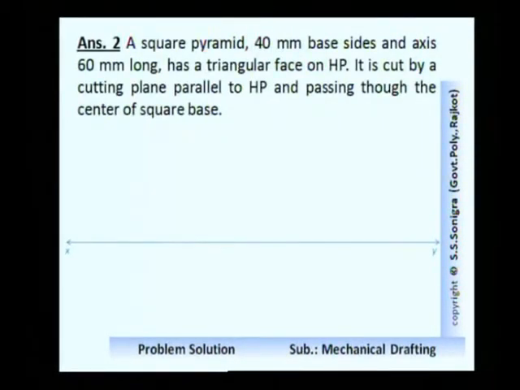For that, draw the XY line, which represents the intersection of the horizontal plane and the vertical plane, and draw a square below the XY line in such a way that two sides become perpendicular to the XY line, because it is given that it has a triangular face on the horizontal plane. A square pyramid has four triangular faces, and here it is resting on its triangular face. So its top view would be a square and its front view would be a triangle. This is a square having 40 mm dimension, so you can write SQ40, which means it's a square with side length 40 mm.